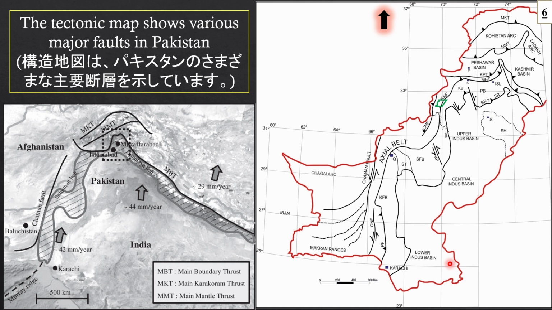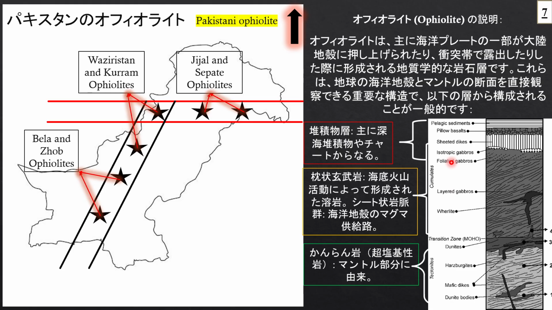Pakistan shows major faults. As you see, there are major thrust faults and strike-slip or transform faults because it's the northwestern convergence zone of the Indian plate. As you see also, there are ophiolites, which are oceanic crust obducted due to the continental collision. So these are the various ophiolites present in Pakistan.